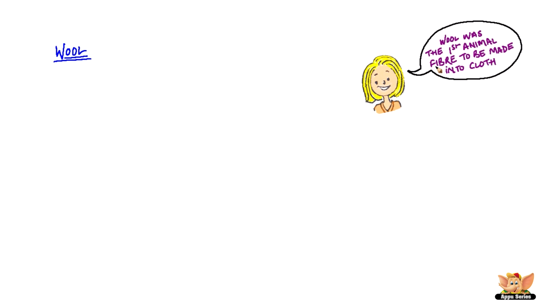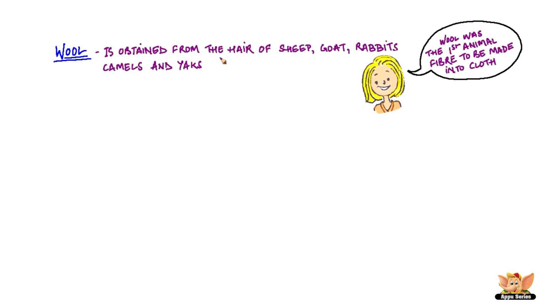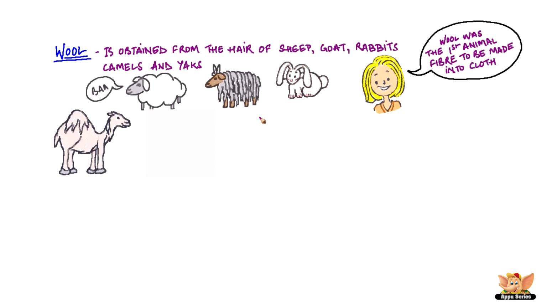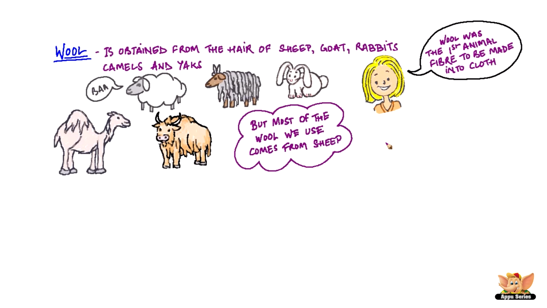Wool. Now, wool again is an animal fiber. It was the first animal fiber that was made into cloth. Do you know where wool comes from? Wool is obtained from the hair of sheep, goats, rabbits, and camels. We even get some special kind of wool from the hair of yaks. But most of the wool that we use for our garments comes from sheep.